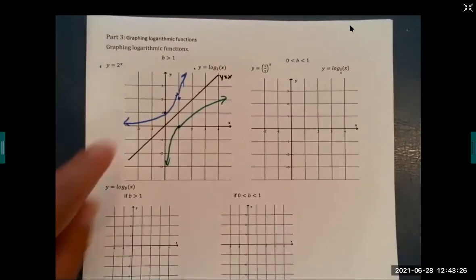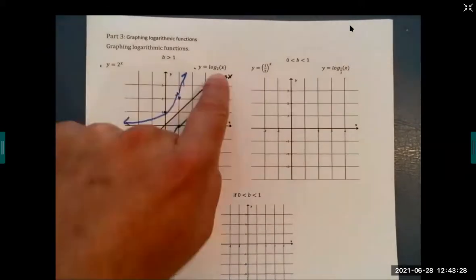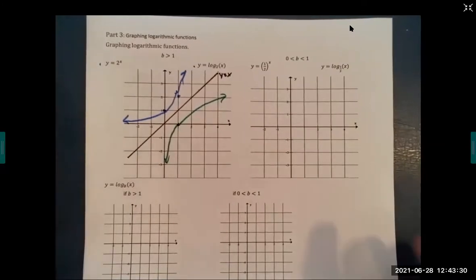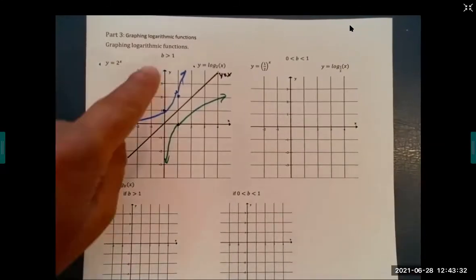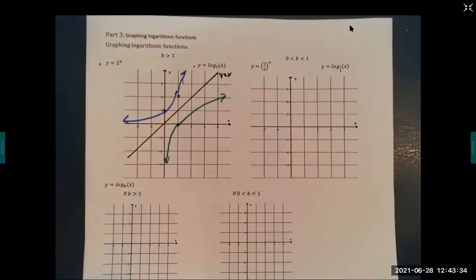Now this is when b is positive. B is 2 in this case. They're all going to be positive. B has to be positive, but bigger than 1. Now if it's between 0 and 1, then we're going to have a problem. Not a problem, but it's going to go in the opposite direction here.